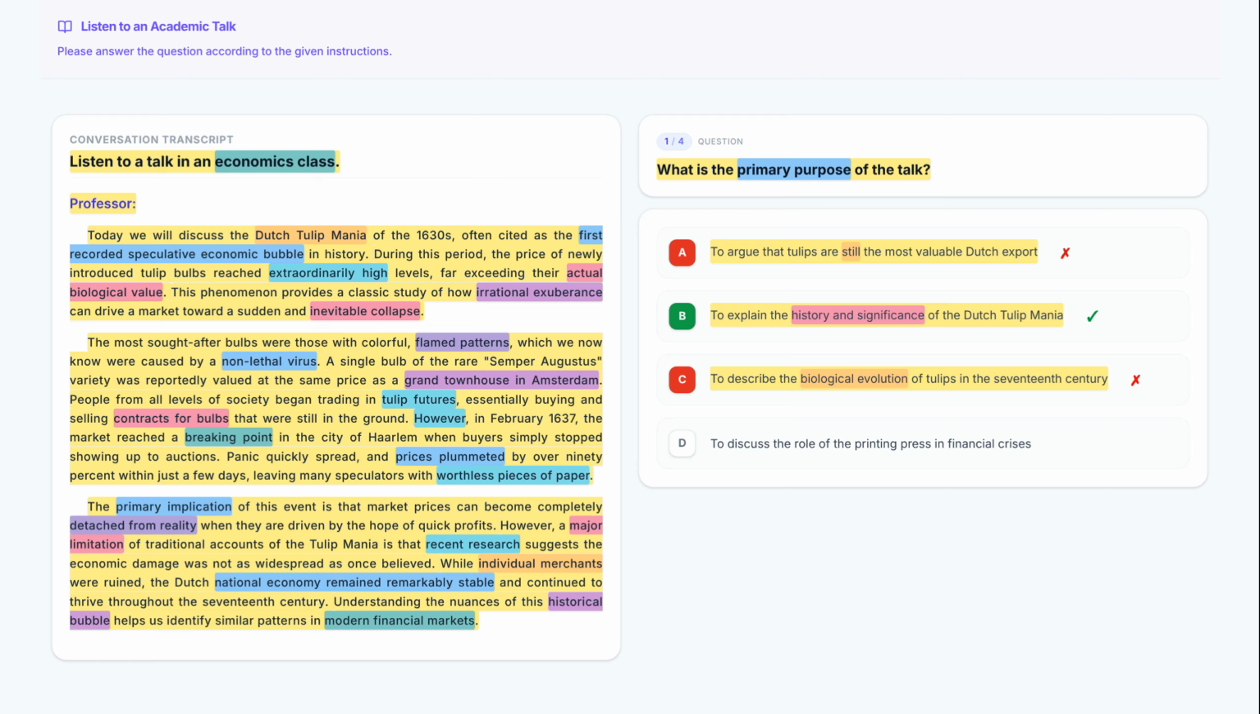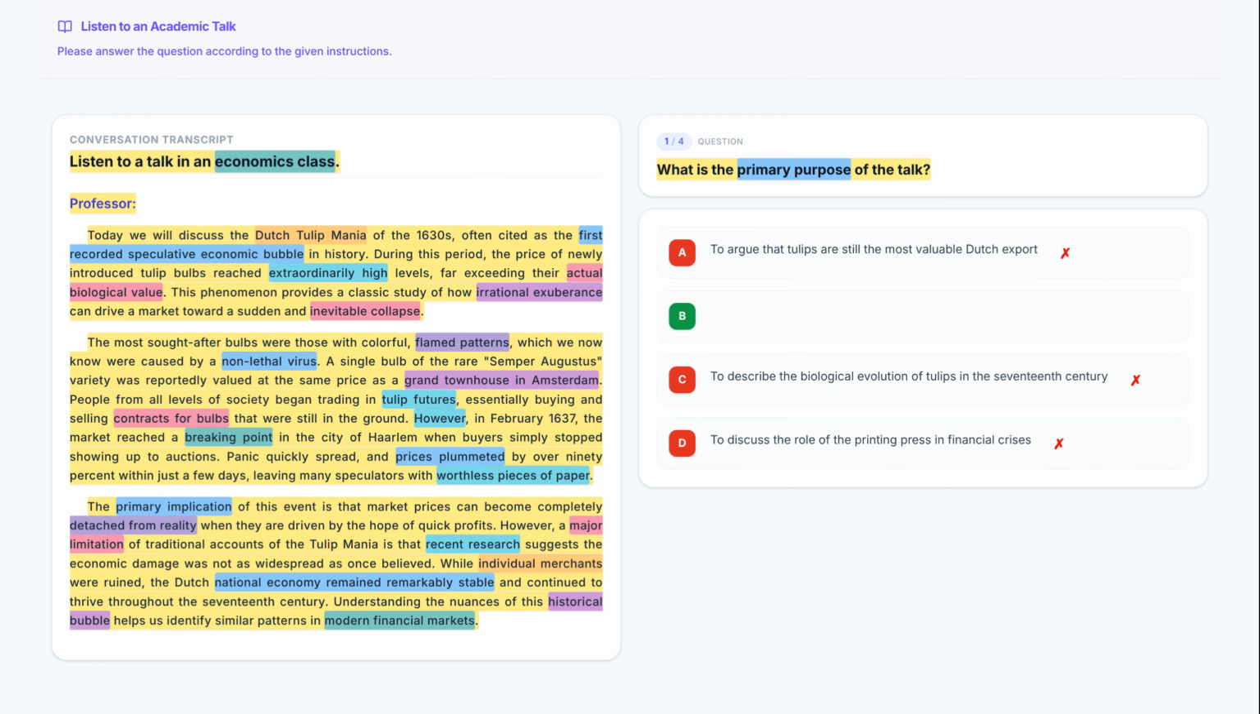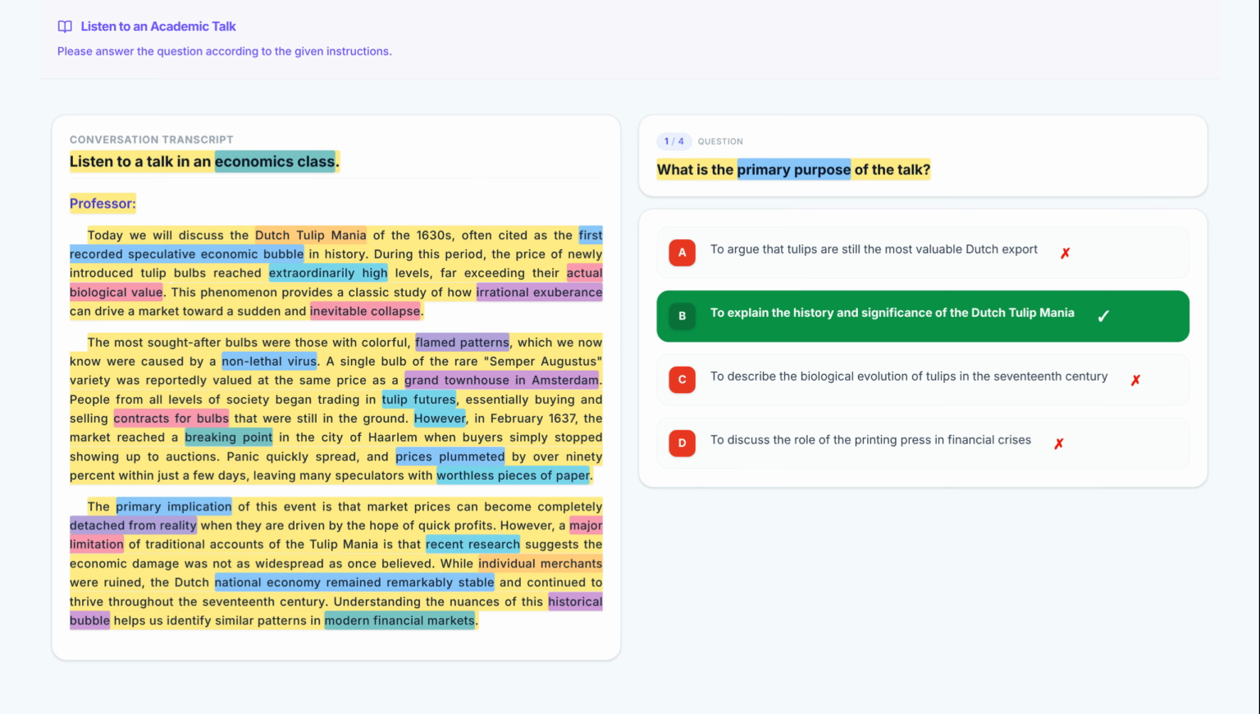Finally, let's look at option D: to discuss the role of the printing press in financial crises. This is a distractor. The printing press was never mentioned in the audio, making this choice irrelevant. The most accurate answer is option B, since it encapsulates the professor's comprehensive overview of the event.